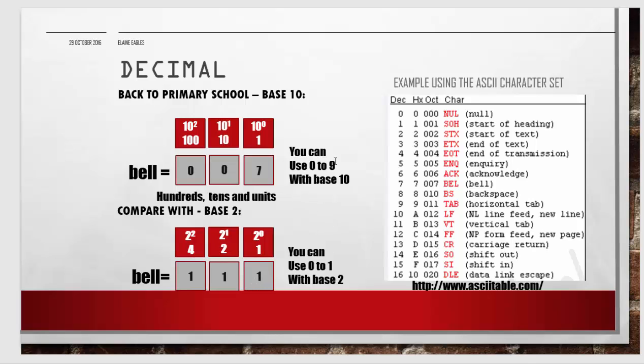So in the case of this example, we're using the ASCII table here, which I obtained from ASCIItable.com. And I'm having a look at values that can be entered via the keyboard or other methods. So for example, the bell is decimal 7. So that's 7 units, no tens, no hundreds. In terms of base 2, it's 1 unit, 1 2, and 1 2 times 2. That makes 7. So 4 plus 2 plus 1 is 7. So in binary, a bell is all the ones, whereas in decimal it's 007.